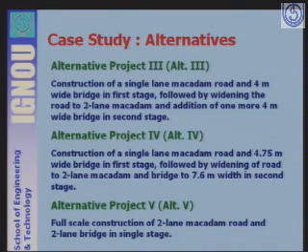The alternative 4 which is available to you is the construction of single lane macadam road and 4.75 meter wide bridge in the first stage, followed by widening of road to 2-lane macadam and bridge to 7.6 meter width in second stage. And last alternative is the full scale construction of 2-lane macadam road and 2-lane bridge in a single stroke. It is the no stage, second stage, only in a 1 stage you can go for whole construction. So this way these 5 alternatives are available, 7 attributes are available to you.